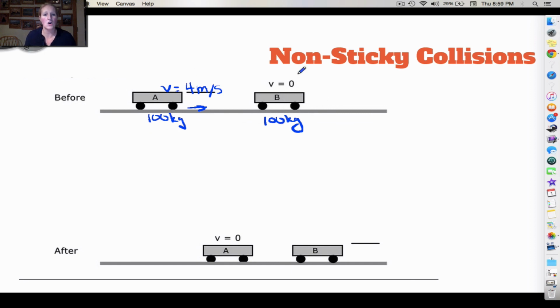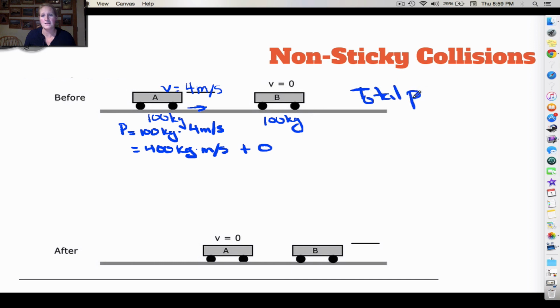If we calculate the total momentum within this, we would say that the momentum of cart A is P equal to 100 kilograms times 4 meters per second, which will give us 400 kilograms times meters per second. This has no momentum at all, so we would say plus 0. So the total momentum in the beginning is equal to 400 kilogram meters per second. Remember, I'm not forgetting to put in my units. Okay, catch me if I do.